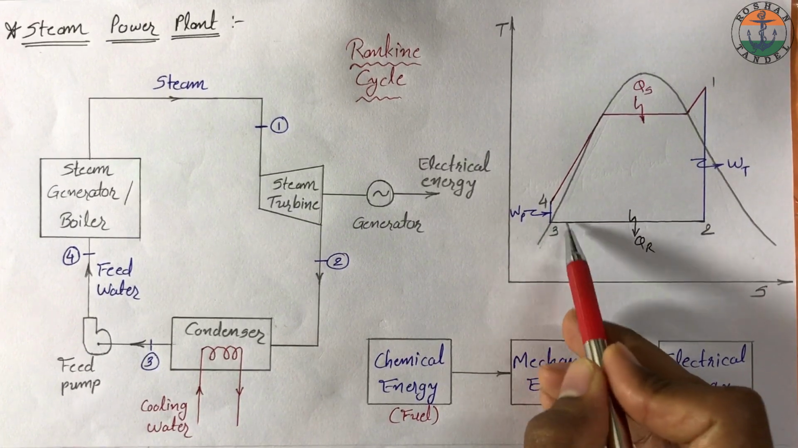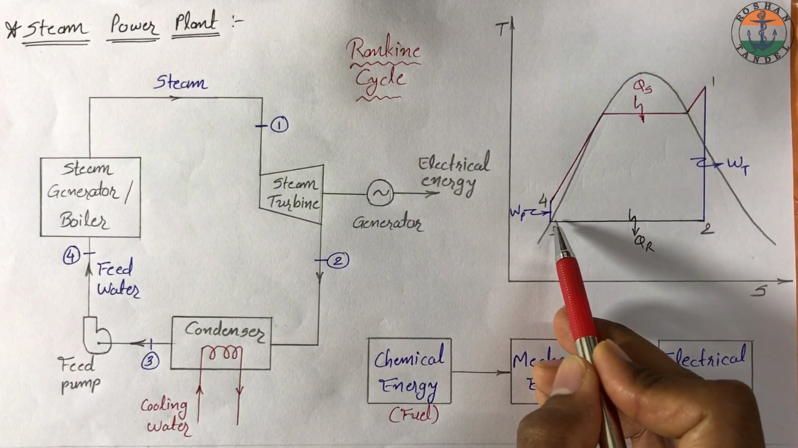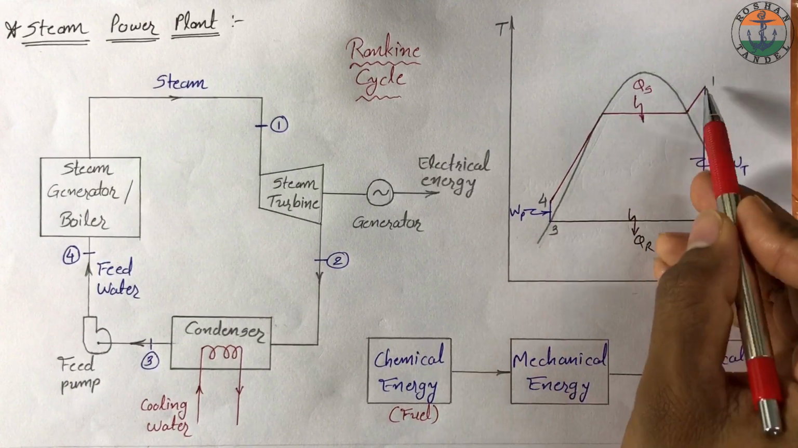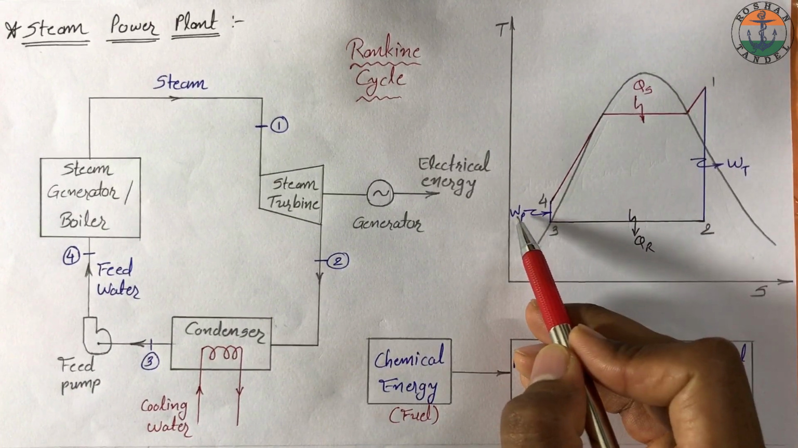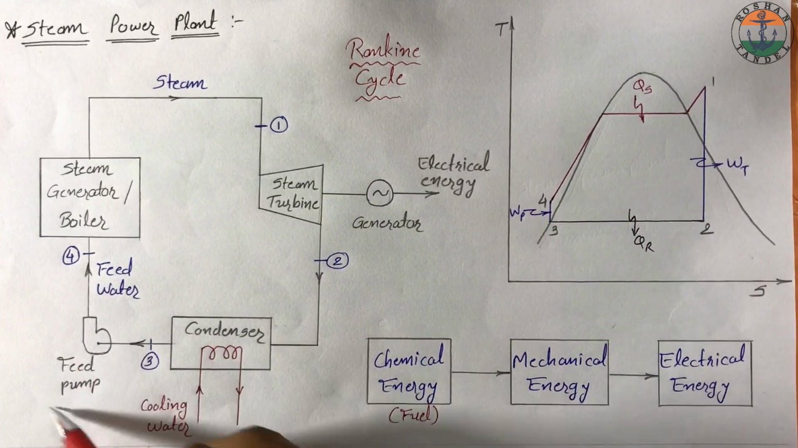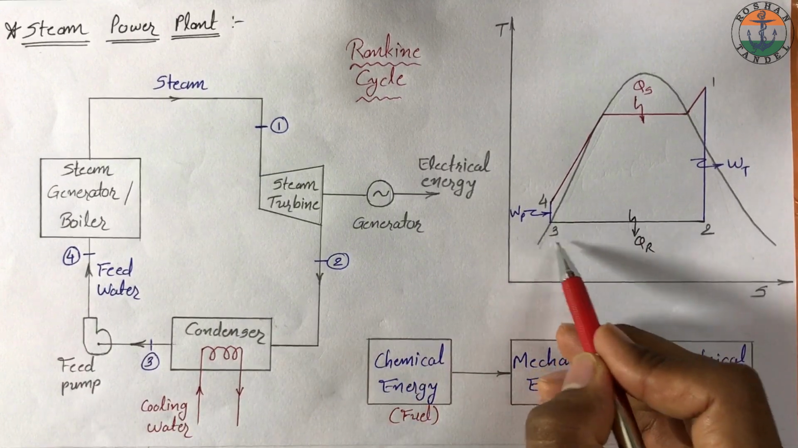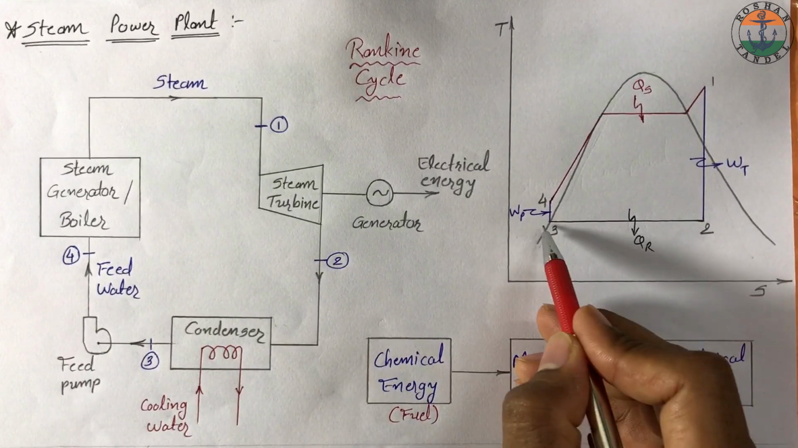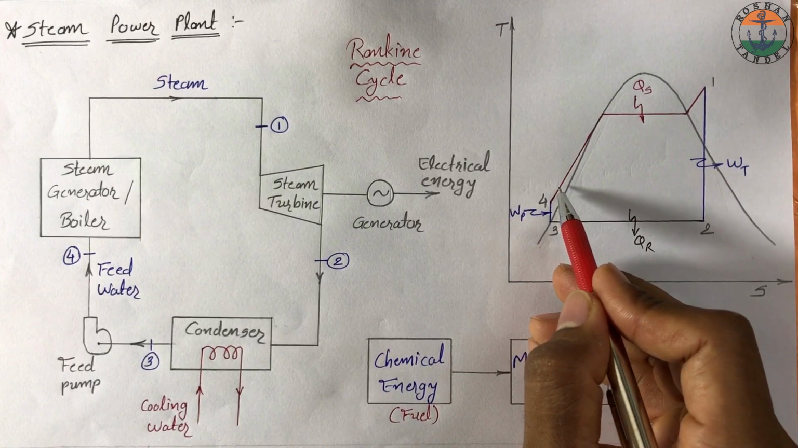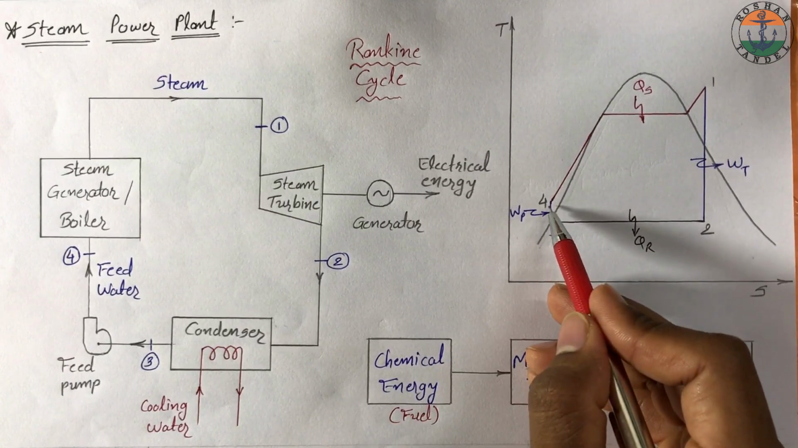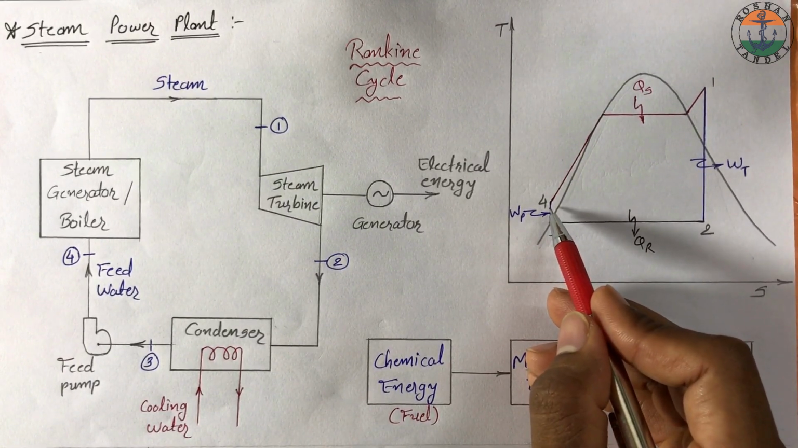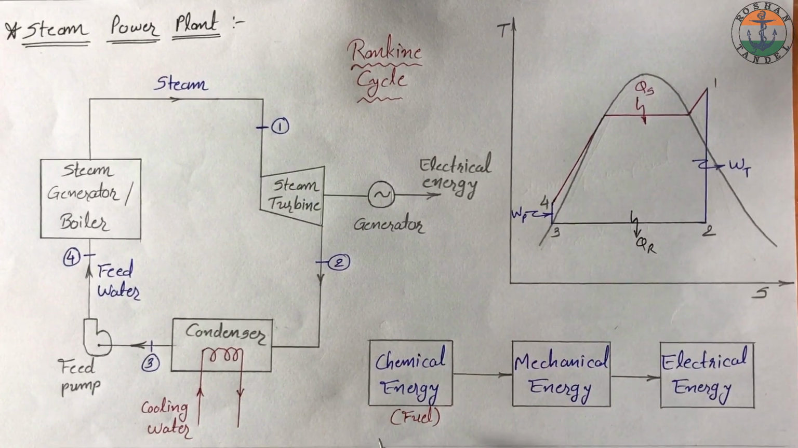Now here the pressure of water is lower than the boiler pressure. So a feed pump is used to raise the pressure of liquid water from condenser pressure to boiler pressure so that it can enter into the boiler and it can be used for further steam production.